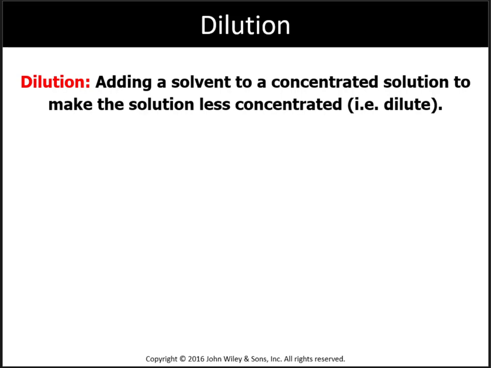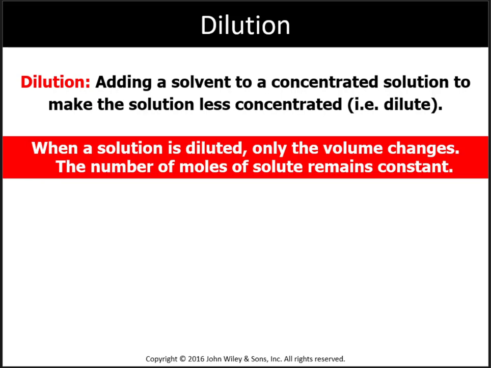So dilution is done by adding a solvent to a concentrated solution. Basically you're adding more solvent to your solution. So the number of moles of solute doesn't change. It's just the amount of solvent that's changing, and the amount of solvent affects the total volume of the solution that you have. So keep in mind that when a solution is diluted, only the volume changes. The number of moles of solute remains constant.